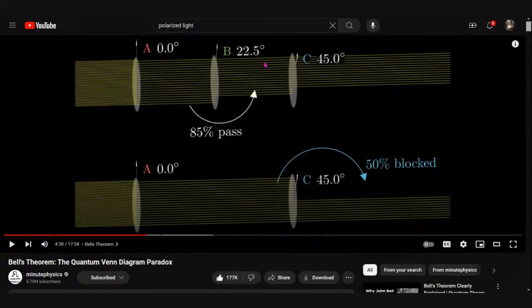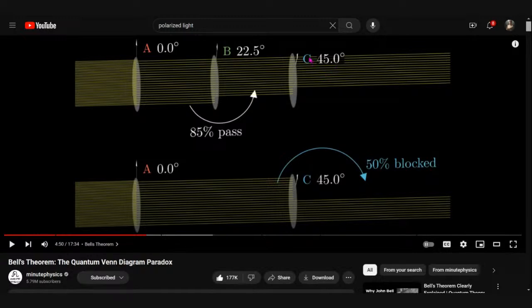Wait, these guys are at 22.5 degrees. Okay, that's fine. And then I tell them all those. So now I'm going to filter you by 45. So when they come to C, to filter C asks each one, what's your angle? They all answer the same. I'm 22.5. Okay, but what's the result after C? That's what I want to know.